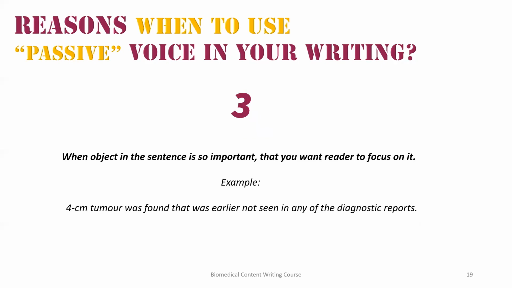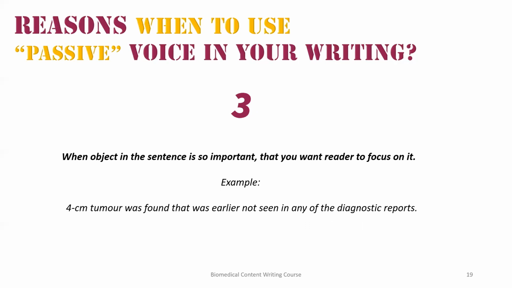Then comes the third reason why you use the passive voice: when the object in the sentence is so important that you want the reader to focus on it. Sometimes, as I told you, there are three parts: subject, object, and the verb. Subject means the human part who is doing what. Sometimes it happens that your object is more important.